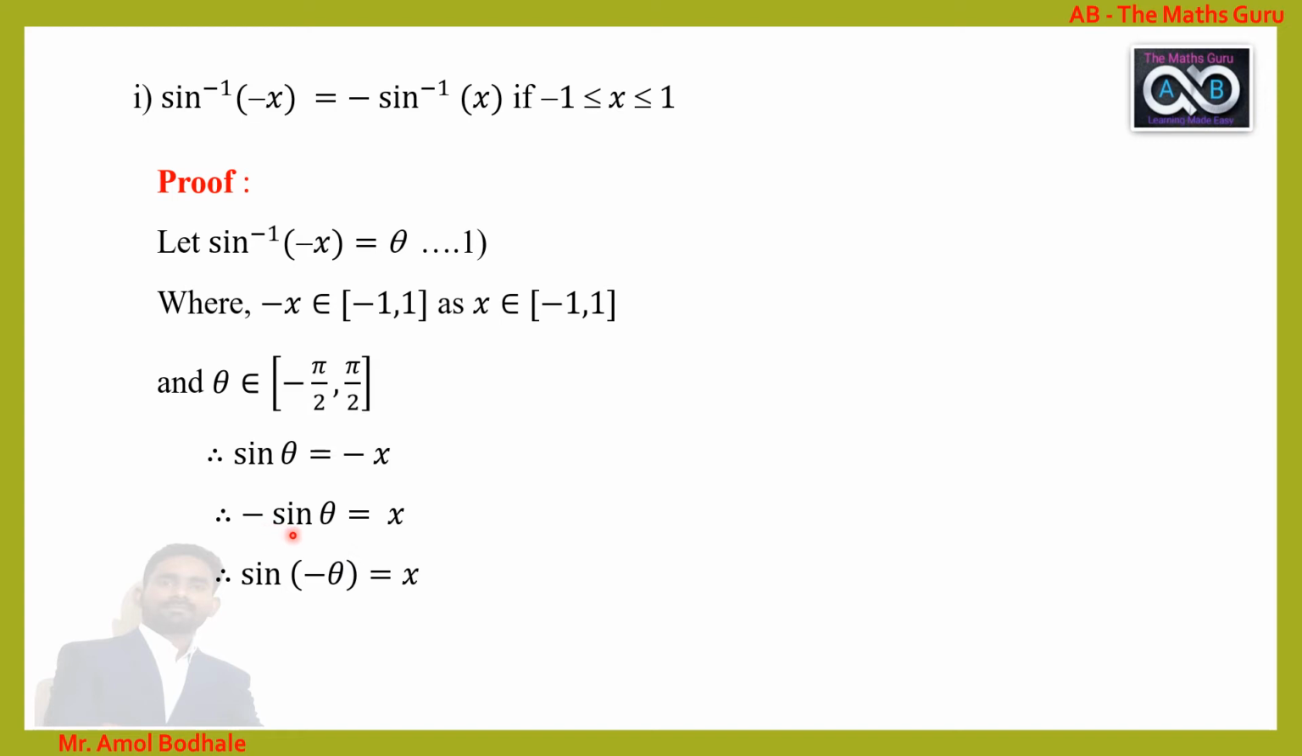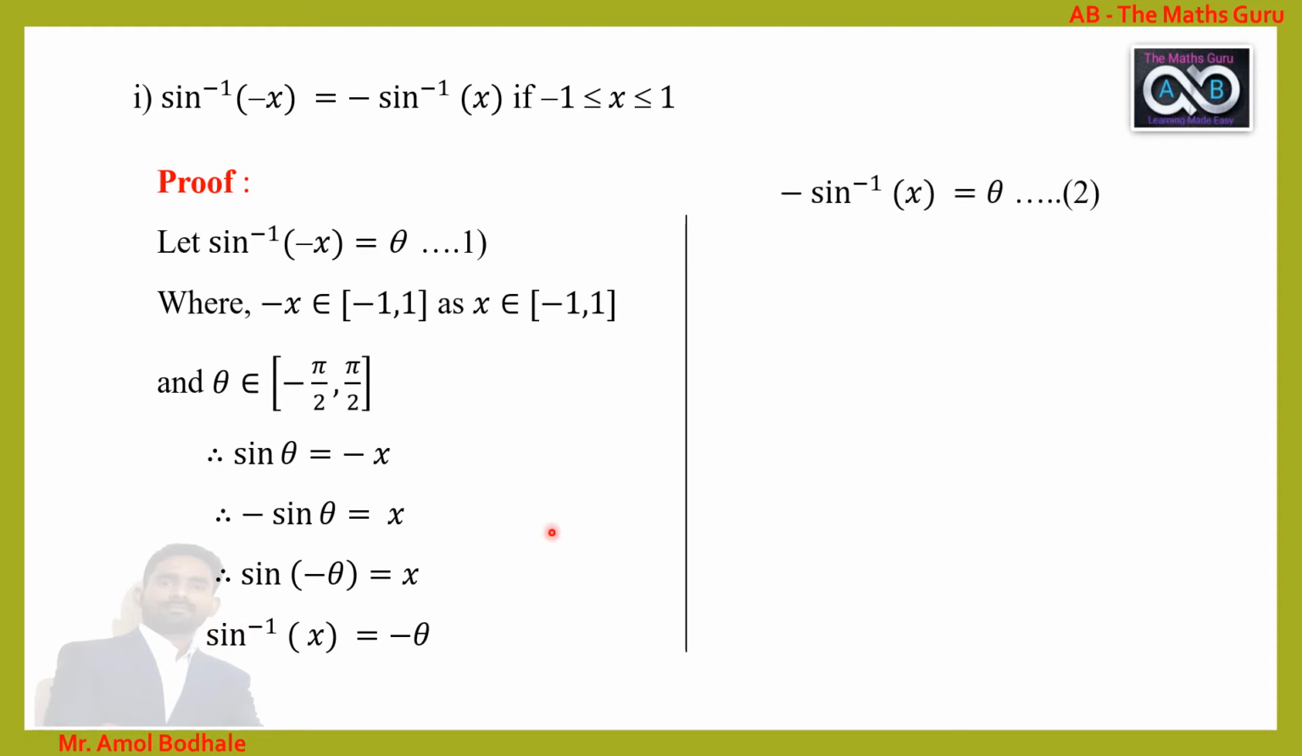Or even we can use the negative angle formula, that is sine of minus theta can be written as minus sine theta. So here minus sine theta can be replaced by sine of minus theta, which is equal to x. So from this we can write sine inverse of x equal to minus theta. If we take the negative symbol on this side, we get minus sine inverse of x equal to theta.